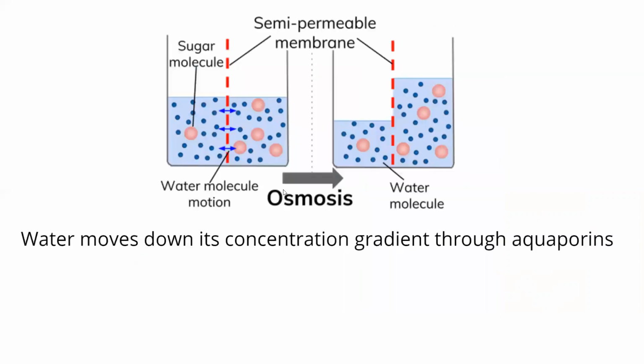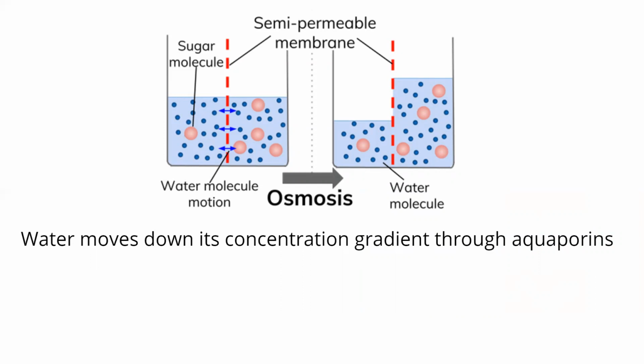Okay. And then, speaking of small polar molecules, there's water. Water is definitely a small polar molecule, but it can actually get through the cell membrane because of aquaporins. They are a channel protein. But water will move.